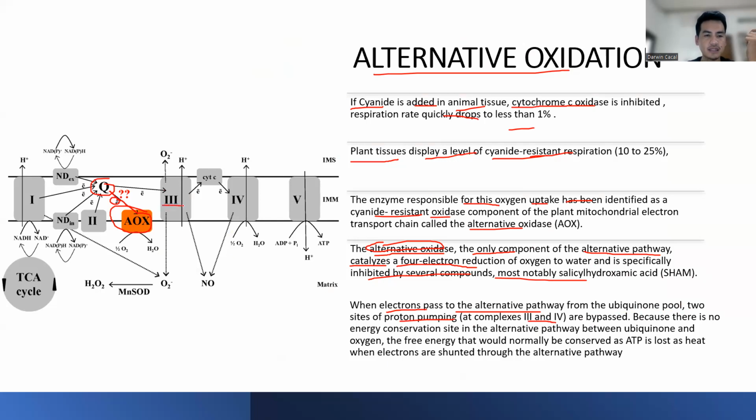Where is complex 3? This is complex 3 and this is complex 4. As you can see, once they pump, the proton pumping is bypassed. So when the electron passes to the alternative pathway from the ubiquinone pool, the 2 sites are complex 3 and complex 4. The 2 sites of proton pumping are bypassed. So what does this mean? The alternative oxidase will bypass complexes 3 and 4 during the pumping.